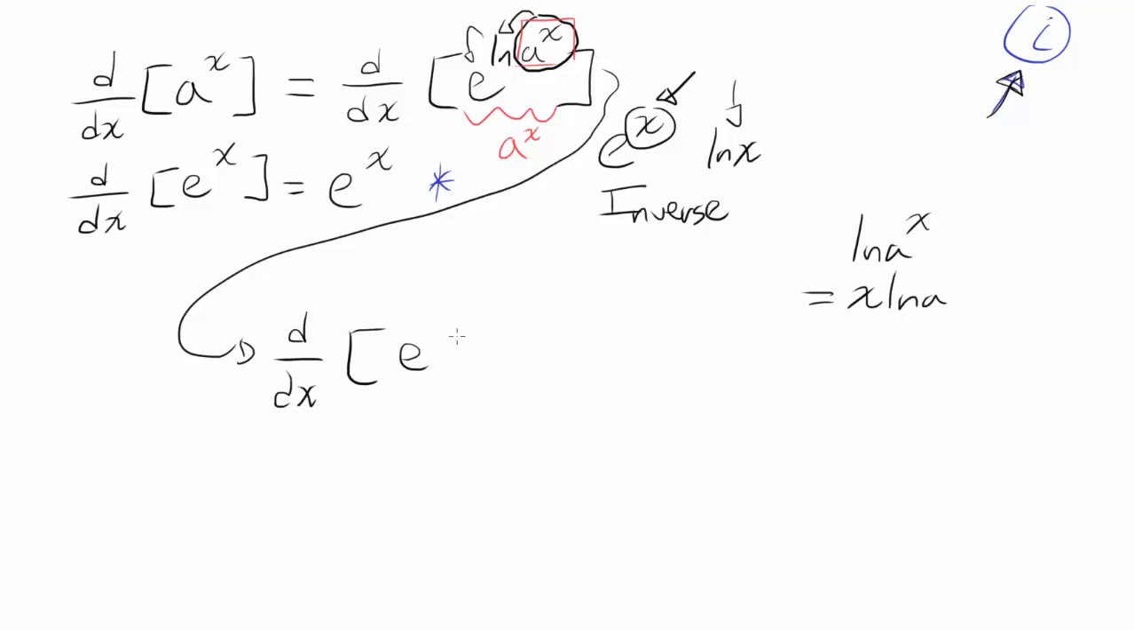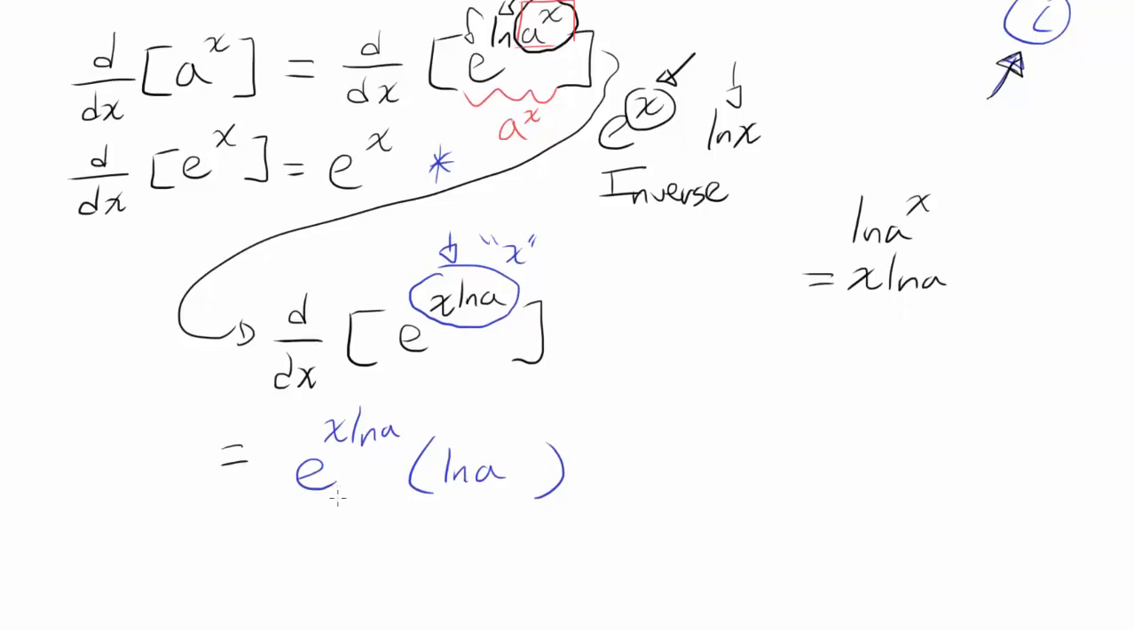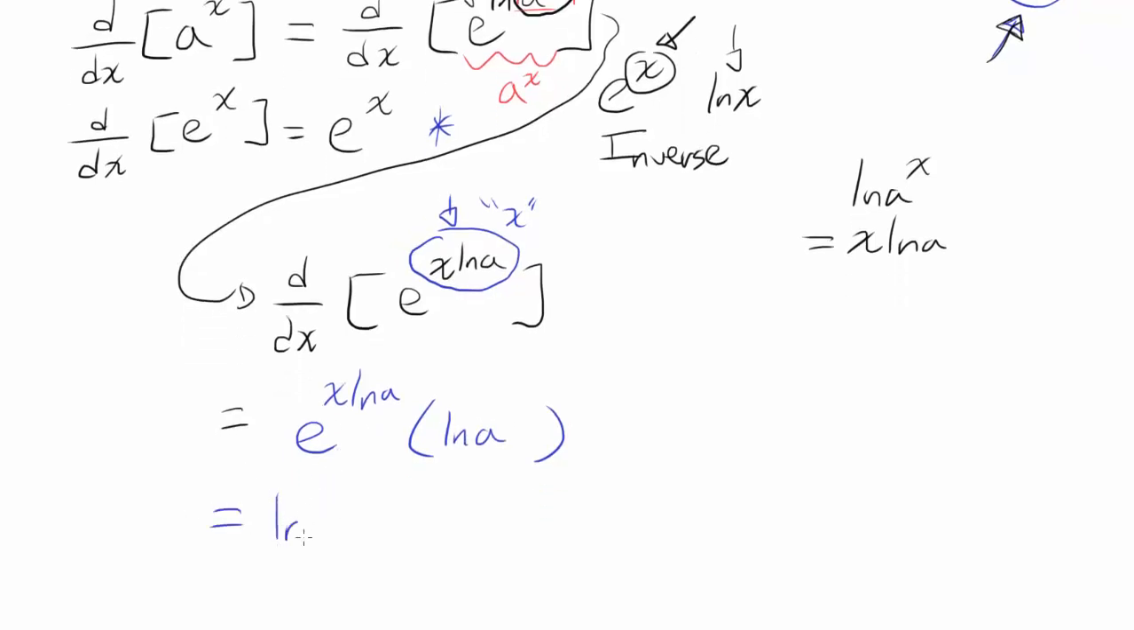So let's continue this. So we know this thing is the same thing as e to the x times natural log of a, and we can differentiate this. Well, we've got a chain rule. Let's let x times natural log of a be our x for just a moment. So when you differentiate it, you get e to the x times natural log of a. Now you've got to differentiate what you just let be x, or x times natural log of a, and multiply by that. Differentiating x times natural log of a gets you natural log of a. So we have natural log of a times e to the x times natural log of a.